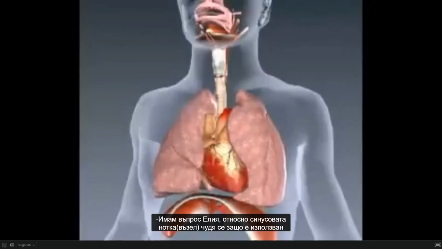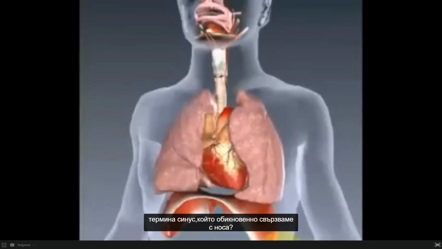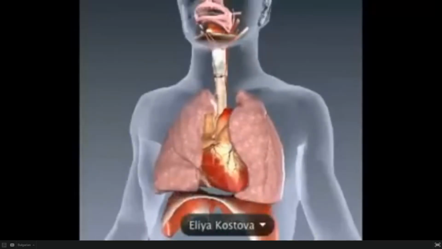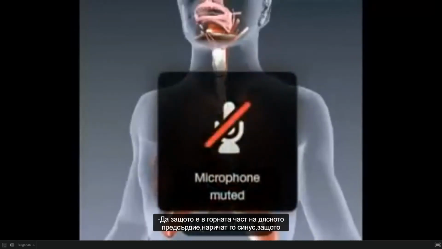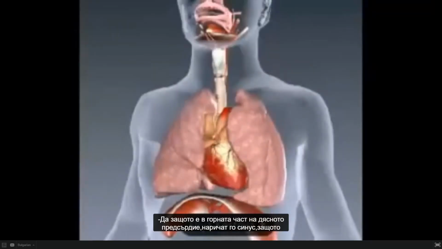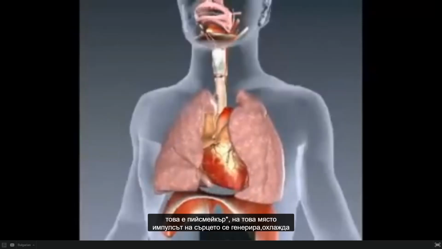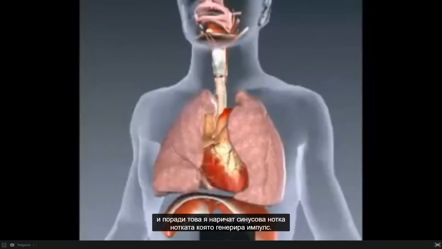I have a question, Elia. You mentioned the sinus node. I'm wondering why the term sinus, which we normally relate to the nose. Yeah, because it's in the upper part of the right atrium, and they call it the sinus because it's the pacemaker. On that place, the impulse of the heart is generated, and because of that they call it the sinus node. The node which generates the impulse.